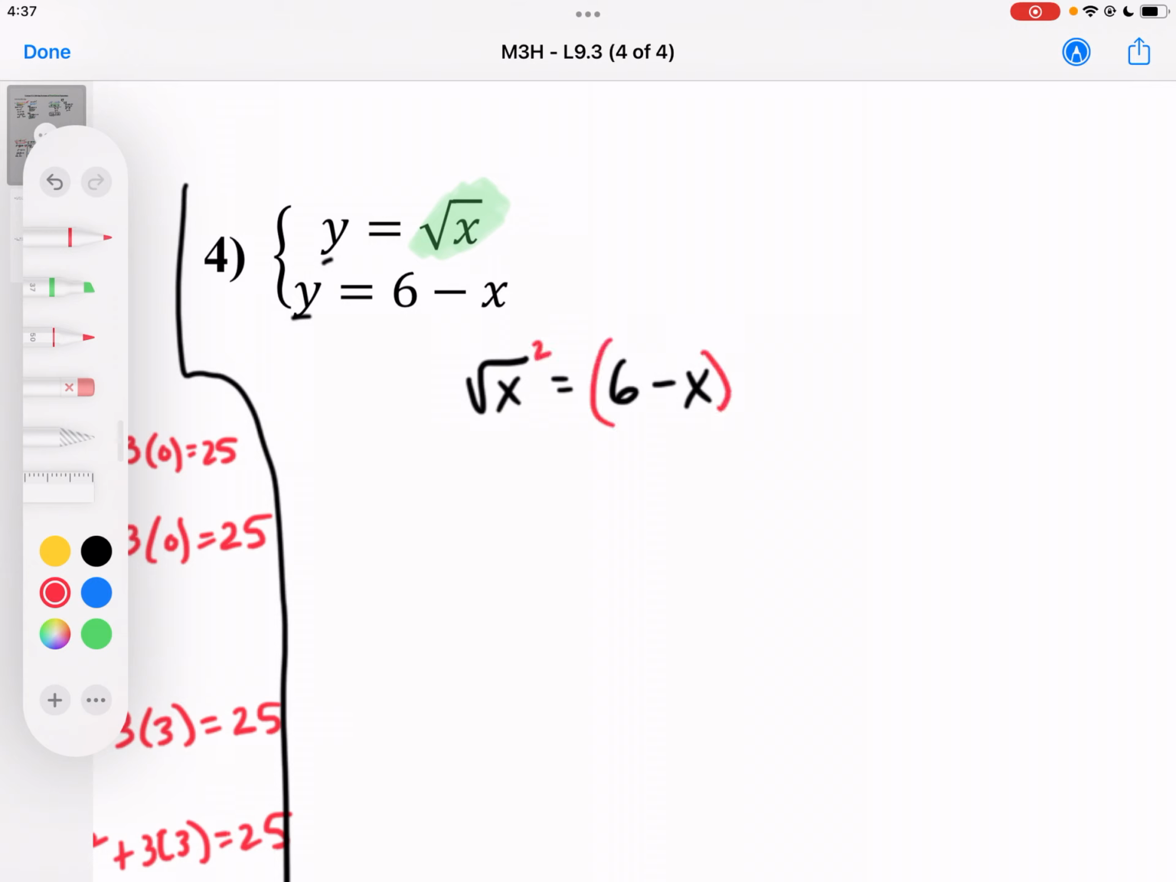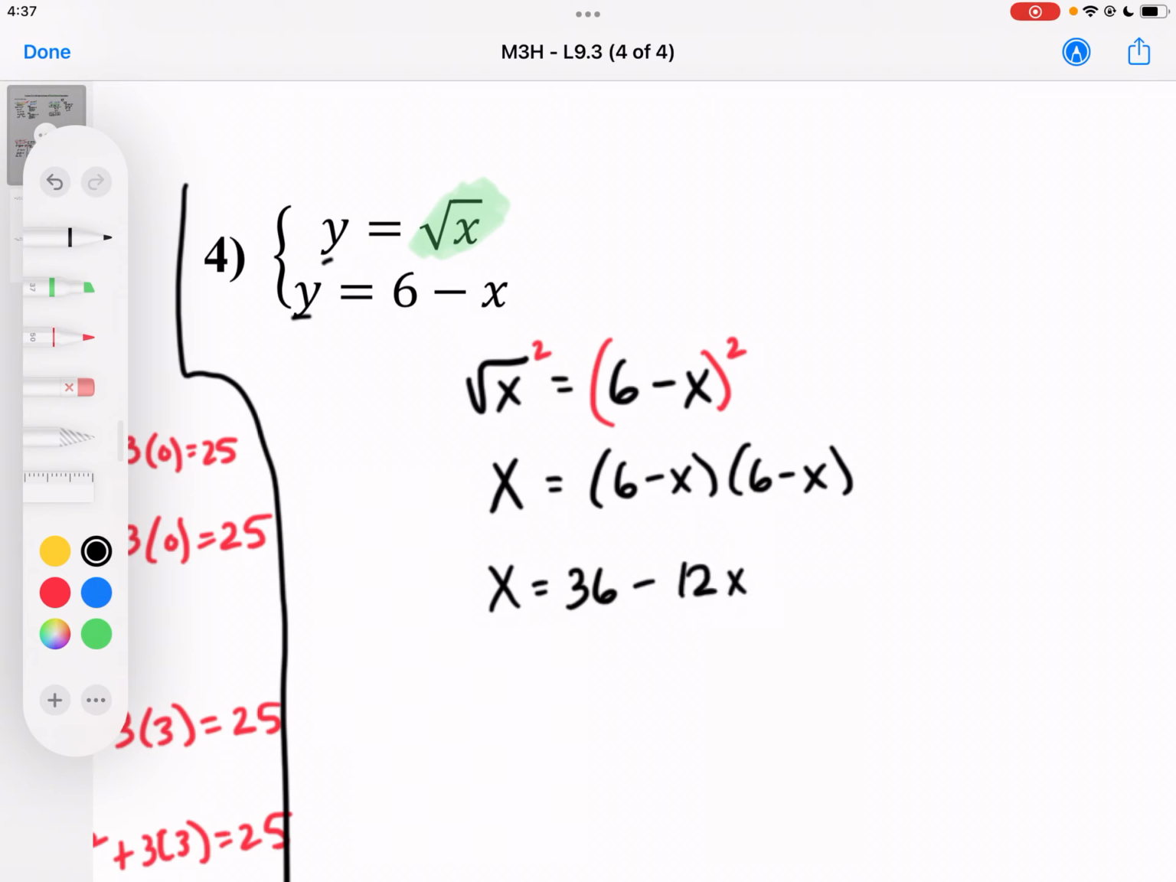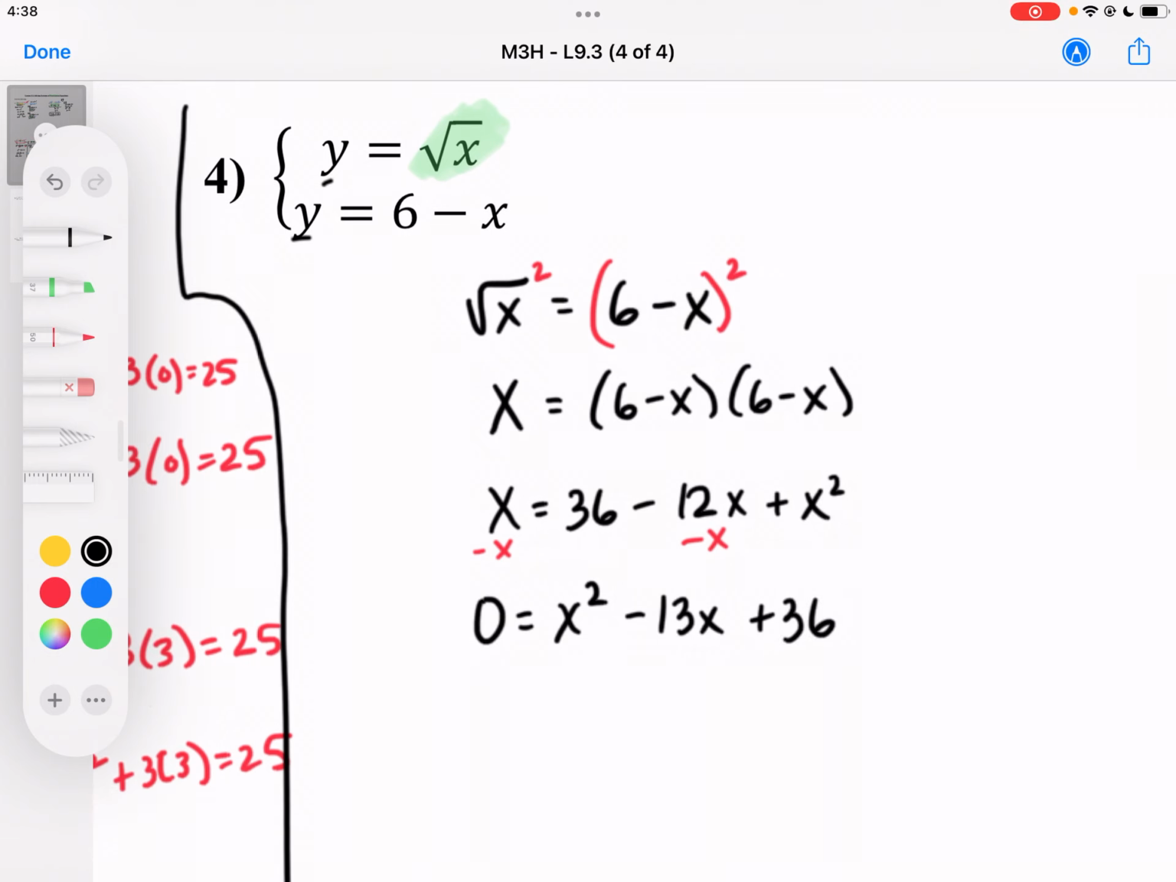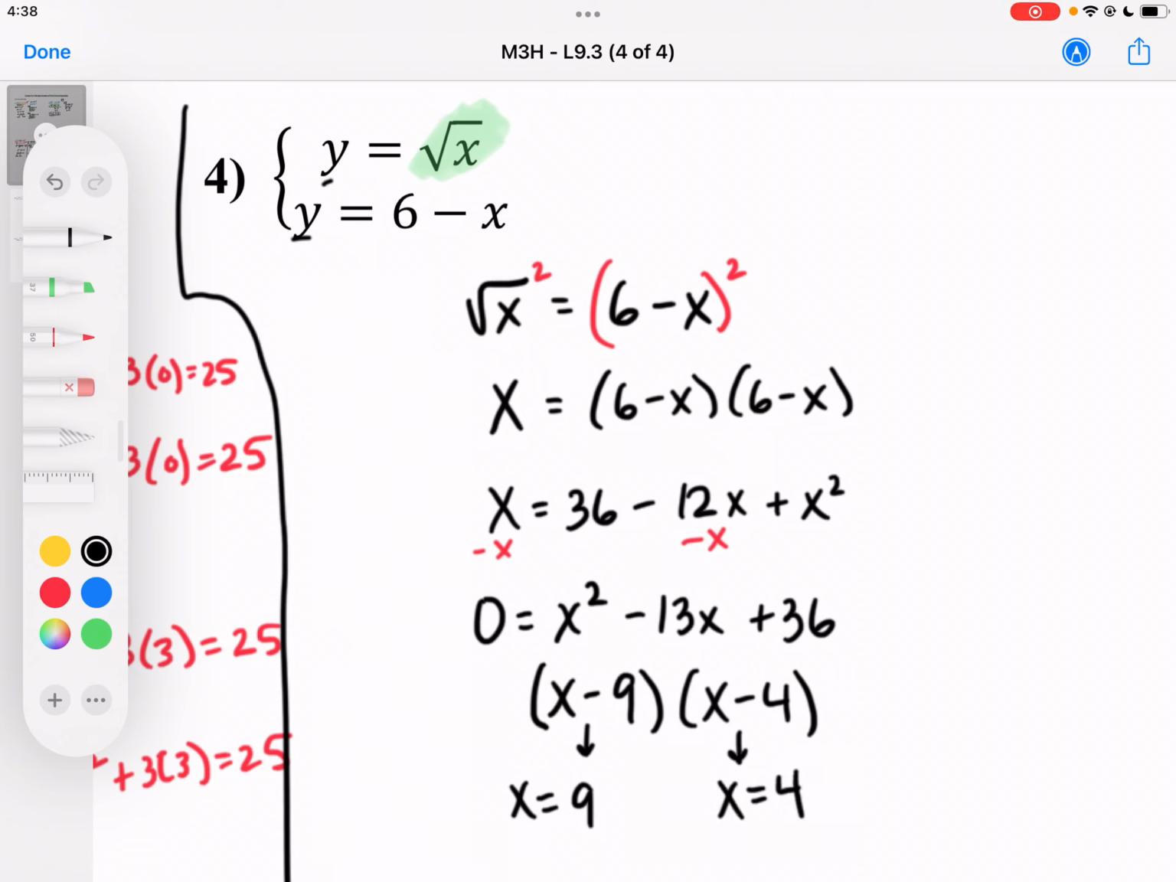So I'm going to square both sides. Square root of x squared is x. Don't forget our classic blunder here, so make sure you FOIL this out. You end up with 36 minus 12x plus x squared when you combine like terms. And I'm going to subtract that x. Because there are multiple x's in the equation, we want this equal to 0. So I have x squared minus 13x plus 36. And we'll now factor. So we'll get (x minus 9)(x minus 4). So x equals positive 9, x equals positive 4.